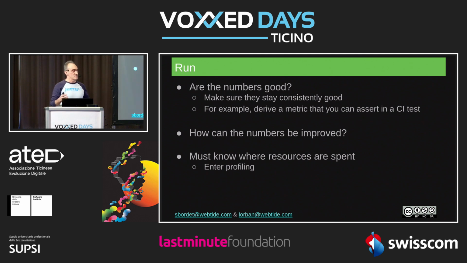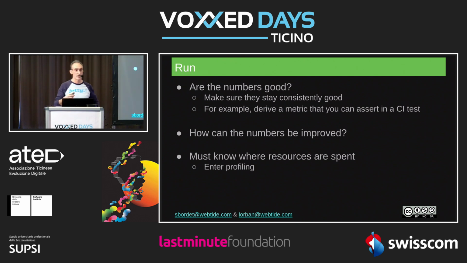Once you get the numbers, you're running your system, you're gathering all the data, and now you have to look at the data and say, are the numbers good? You analyze with the USE method from Brendan Gregg, and then you say, okay, are they good? Make sure they are consistently good over multiple runs, and then you can ask yourself the question, can I improve these numbers?